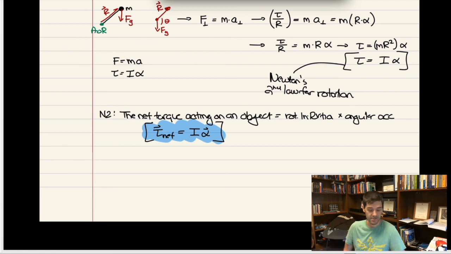Do Newton's other laws apply? Yep. An isolated object with no external torques rotates at a constant angular velocity. It's Newton's first law for rotation, technically about a fixed axis rotation. And then Newton's third law: two rotating objects in contact exert equal and opposite torques on each other. But next time we'll look at some examples using Newton's second law, but for torque.